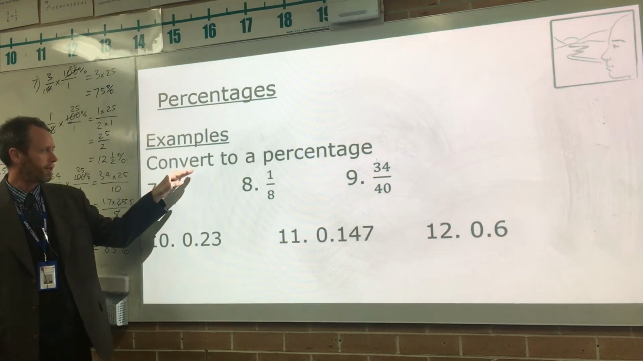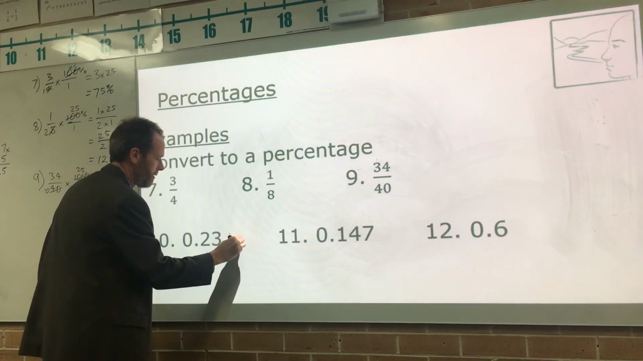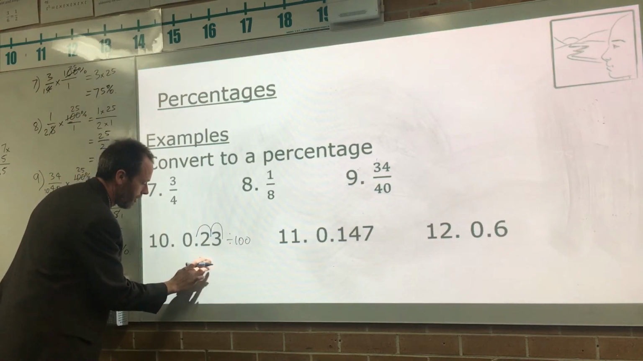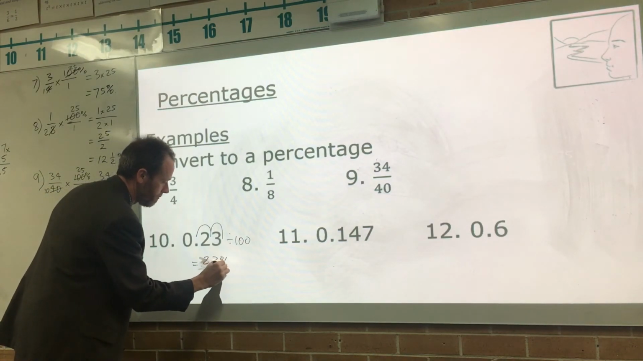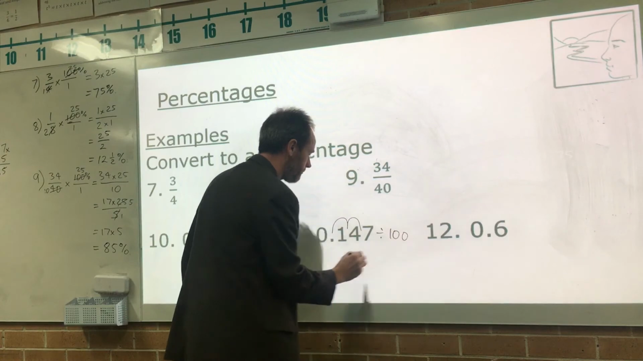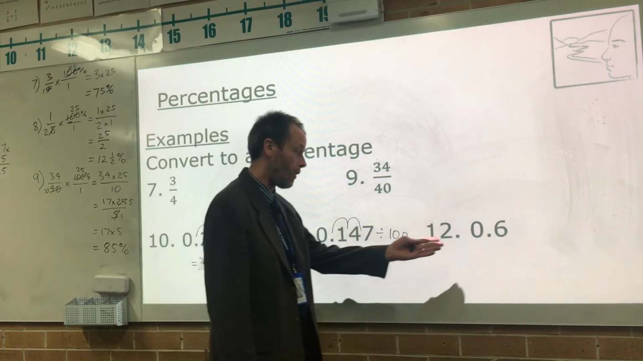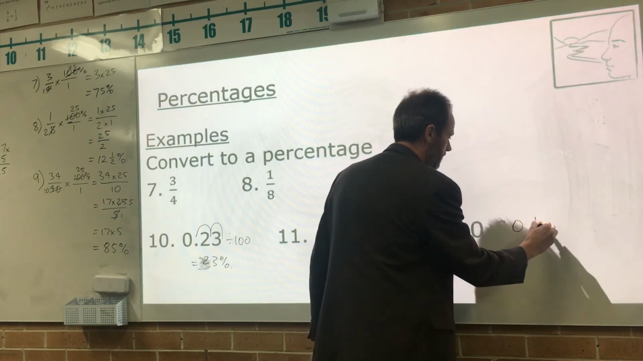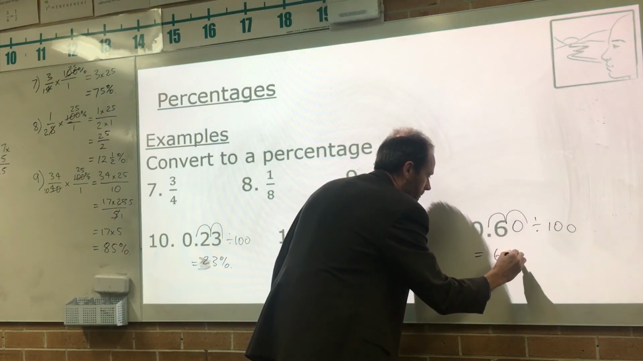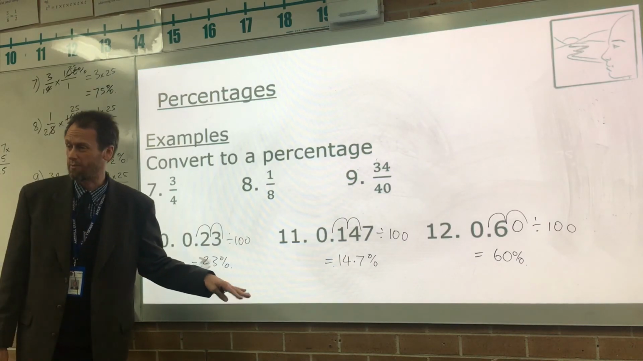For this last one, convert these to a percentage. When it's a decimal, it's super easy. Just multiply by 100. All right? So we move our decimal point 2 places to the right, and we've got 23%. For this one, move again 2 places to the right, and I get 14, and don't lose the 0.7%. For this one, I need to add a 0 because I'm going to multiply by 100. So I'm going to move 2 places to the right, and again, I just write my answer as 60%. So those last ones, decimal to a percentage, that's probably the easiest.